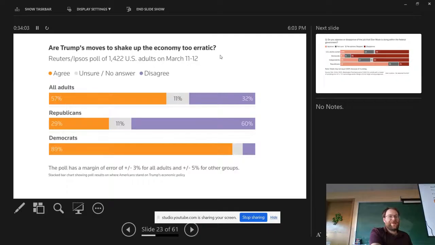Margin of error of plus or minus 3% for adults, plus or minus 5% for the other groups. So again, it's just giving you a range of low end versus high end. If they were going to repeat this experiment with other groups of 1,422 people.